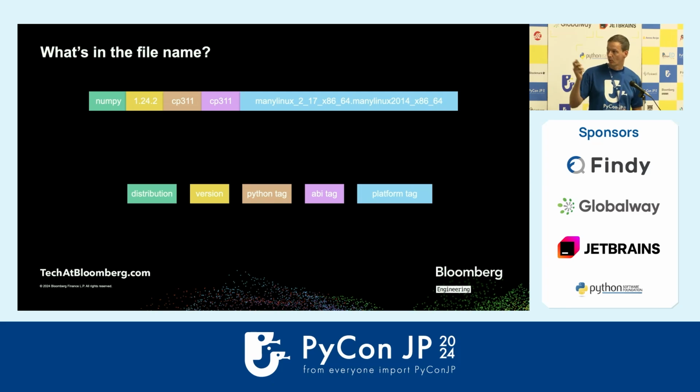So if we go one by one, we have the distribution, which is just a fancier way of saying the name of the package. That's NumPy. We have the version. Then we have the Python and the ABI tag. And these basically define what version of Python this wheel was built against and what it will work with. And in this case, this will only work with CPython 3.11. And now we come to the platform tag. And I think the platform tag is the most important for this talk.